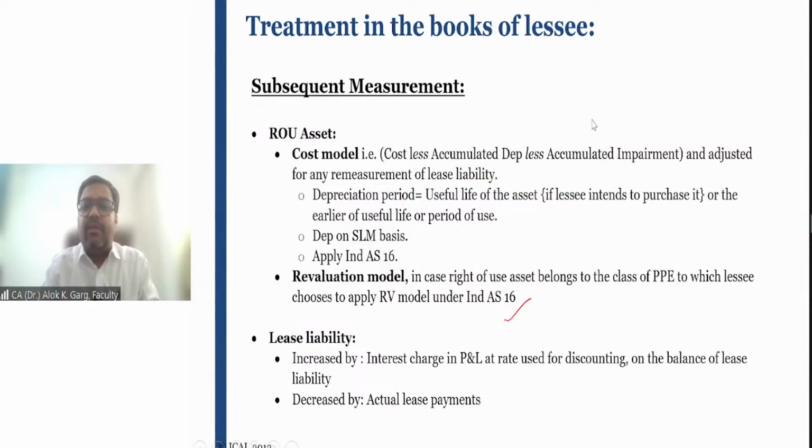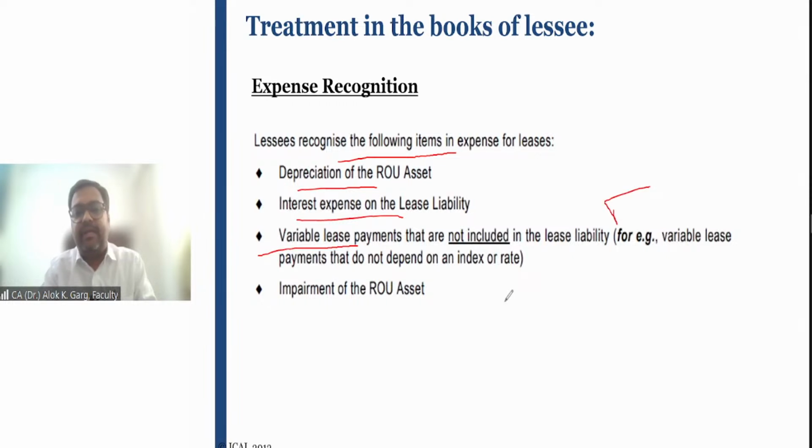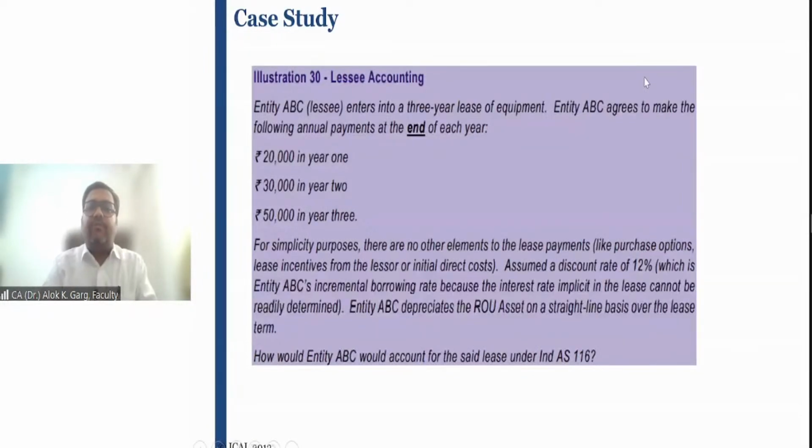Okay, friends? So friends, we discussed this part, that the lessee recognizes the following items in expense for leases: depreciation on the ROU asset, interest expense on lease liability, the variable lease payment which is not depending on the index or rate, that the lessee has to recognize in P&L, and impairment of the ROU asset, that the lessee has to recognize in the P&L. This is what we have discussed already. Now we will discuss illustration number 30 to revise, to rehearse, or to make our understanding more robust. Let's discuss illustration number 30 as well.